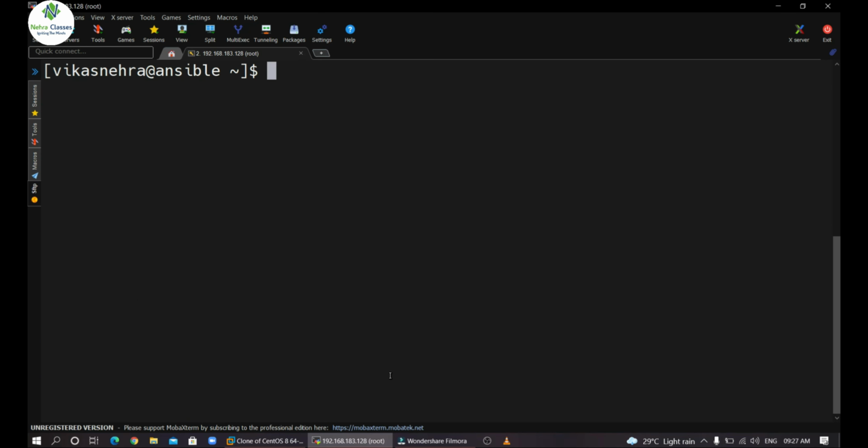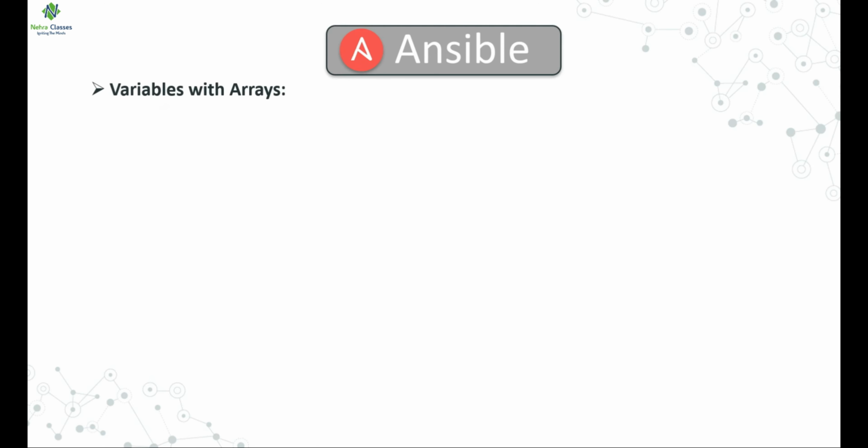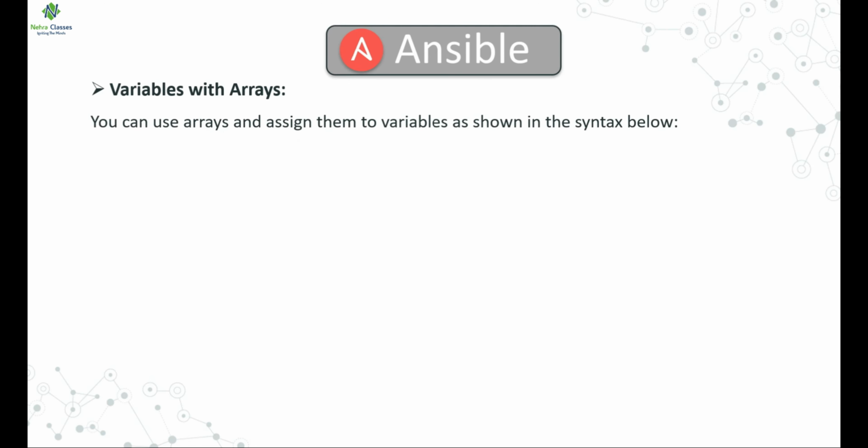Now let's proceed further. Now we will learn how can we use variables with arrays. You can use arrays and assign them to variables as shown in the syntax below. So you can write a playbook like this. You can start it with 3 dashes. You can after that mention the host group name.